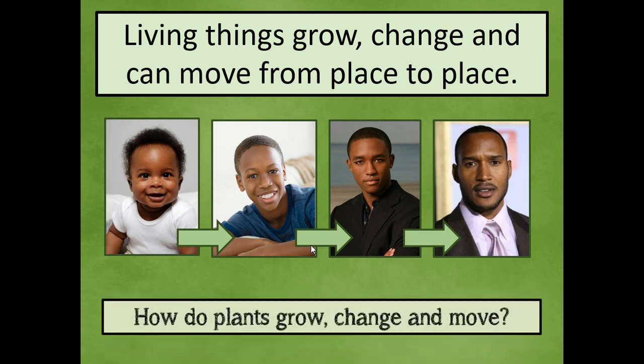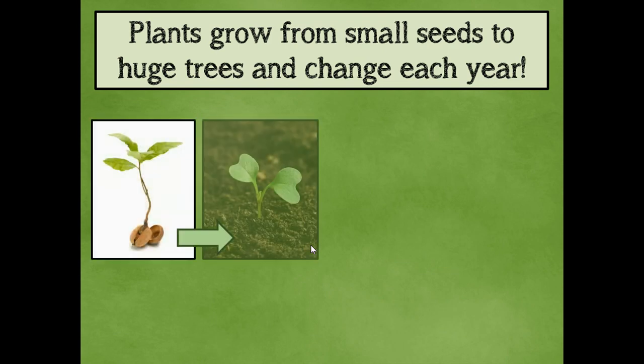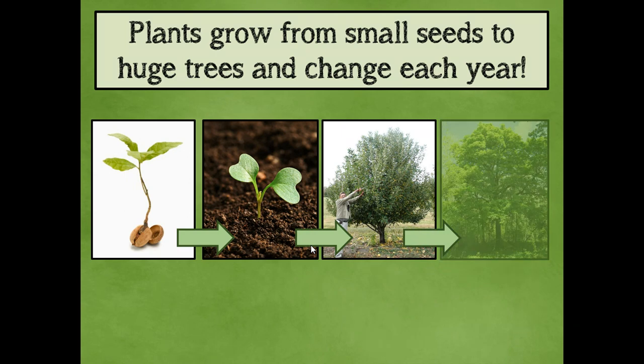How do plants grow, change, and move? Because those are different than people and animals. So plants grow from small seeds to big plants or big trees, and they change each year. If you can remember when we learned about the seasons, they change from having leaves to the leaves changing colors to them falling in the winter and then growing again in the spring. So they change every year as well.